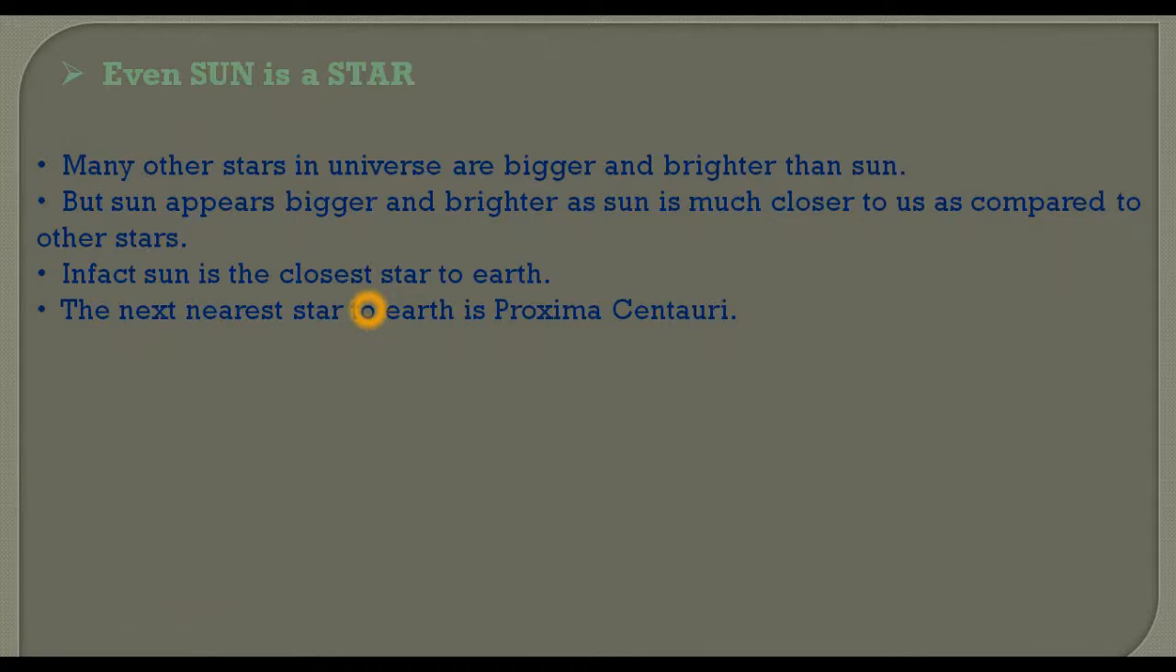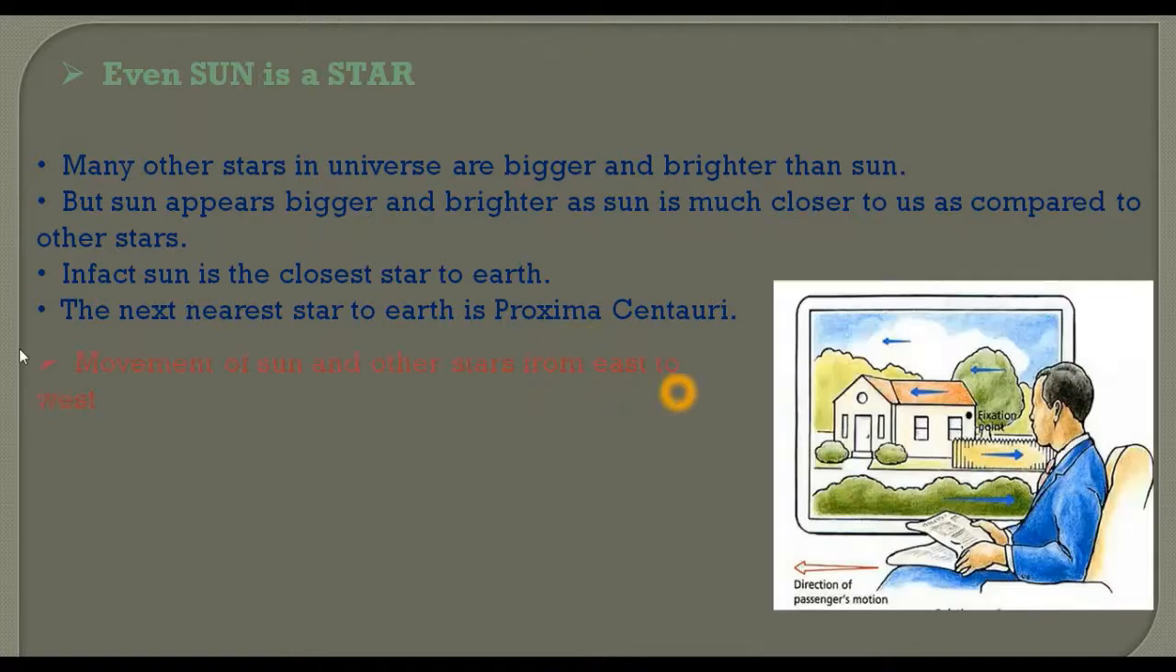And we can see the stars only at night. As I told you, they are present even during the daytime, but we cannot see them during daytime because of the bright light of the sun. In fact, there are 10,000 billion stars in the universe, and the sun is also a star. The next nearest star to earth is Proxima Centauri. Now let's talk about the movement of the sun and the other stars.